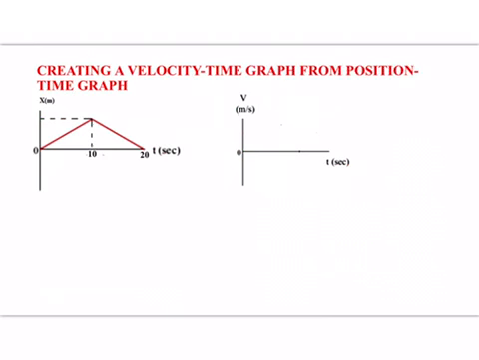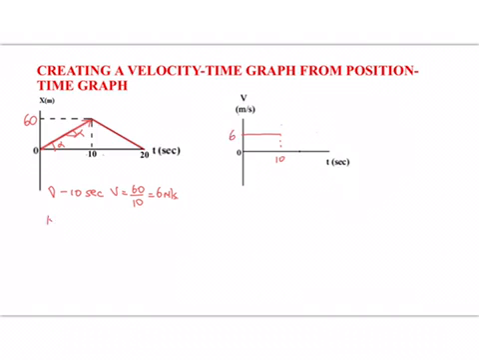Let's do an example by creating a velocity-time graph from a position-time graph. Here you see that it's going in the positive direction. Let's say this is 60 meters. So with a constant velocity between 0 and 10 seconds, the velocity from the slope is 60 over 10, which is equal to 6 meters per second. So the velocity-time graph will be like this.